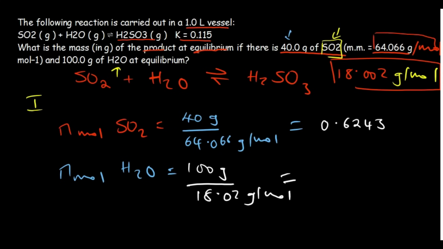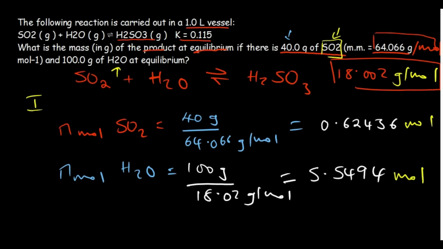Okay, we'll take up to 5. And then this one, 100 divided by 18.02, 5.5494. So we have the number of moles. Now number of moles, we have moles.